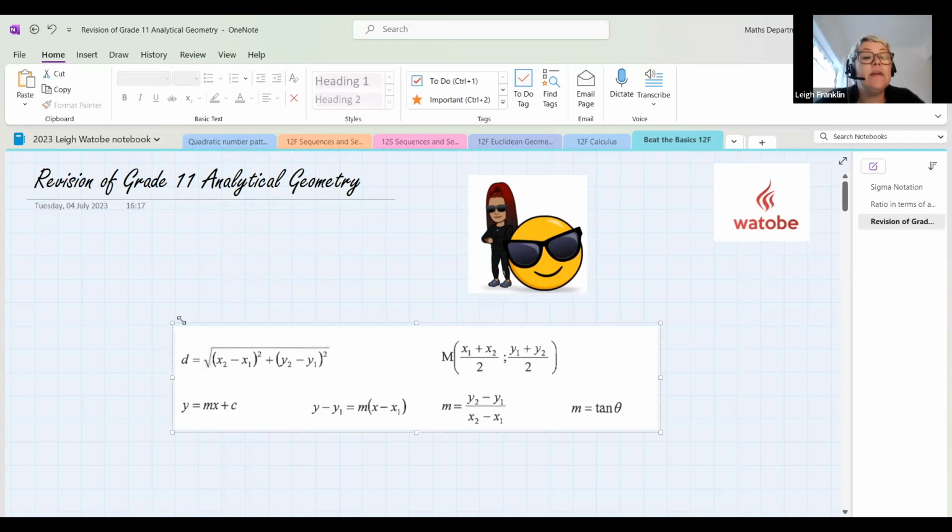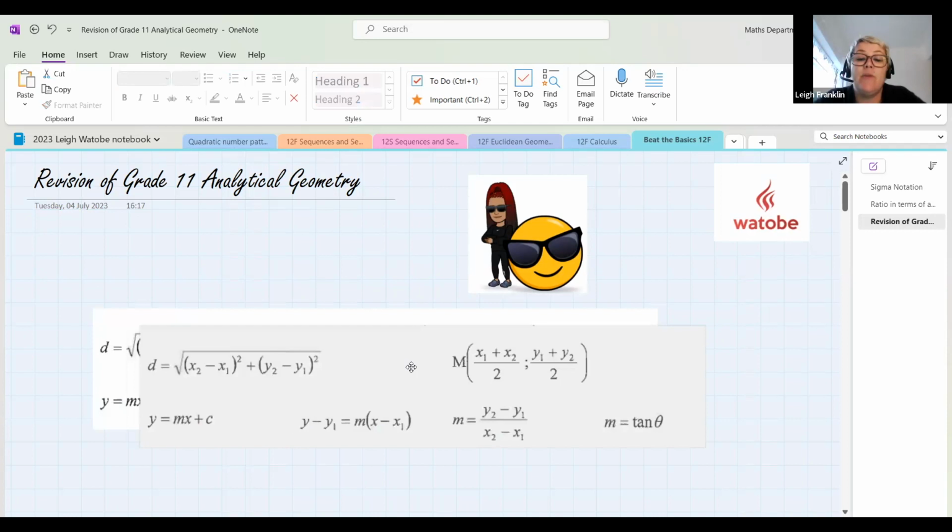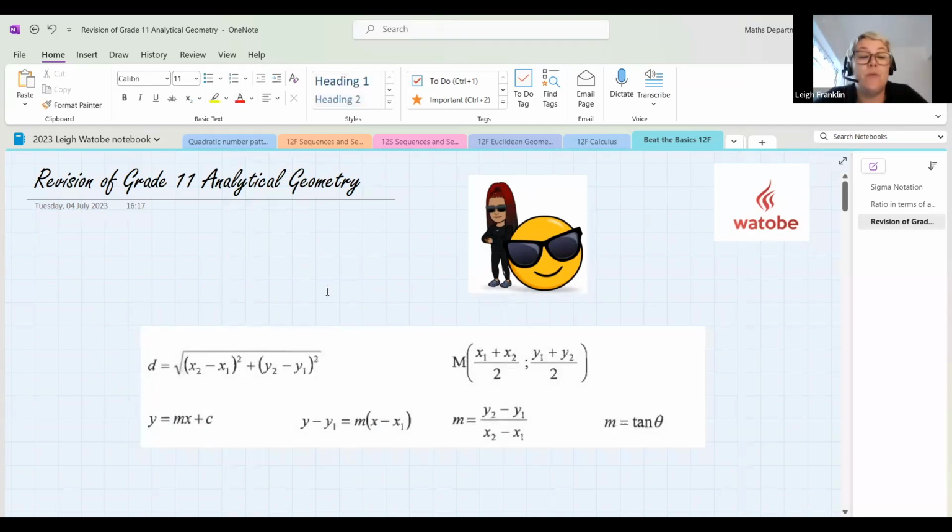So these are the formulae from grade 11 that you would need. This comes straight off a grade 12 formula sheet. So we know distance formula, midpoint, the equation of a line. Sometimes you see the equation of a line given like this: y minus y1 equals m into x minus x1.